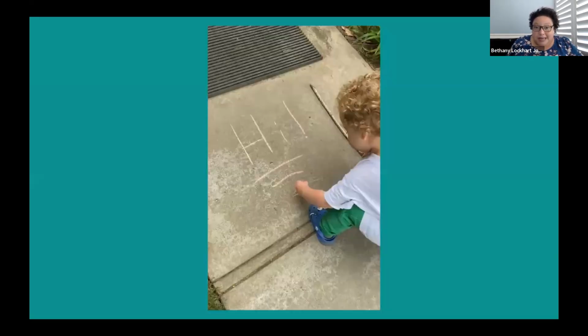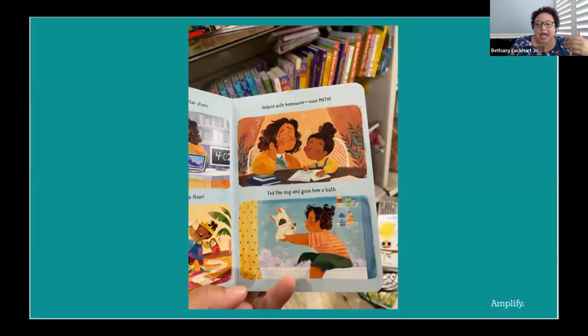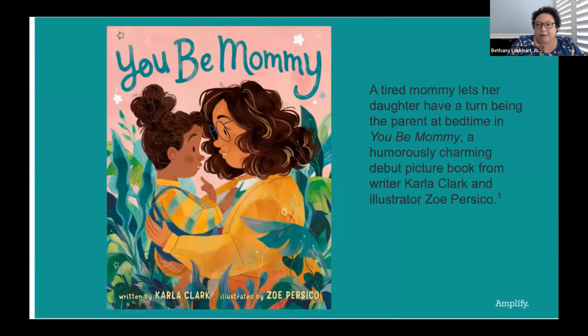Right now, I'm also a mama. This is my very, very busy 2-year-old, and one of the things we love doing is reading together. So I went to the store to look for some books, and I came across this book called You Be Mommy. It's about a tired mommy who lets her daughter have a turn being the parent at bedtime. It's humorously charming, is how it's described. And I gotta say, I'm a tired mommy.